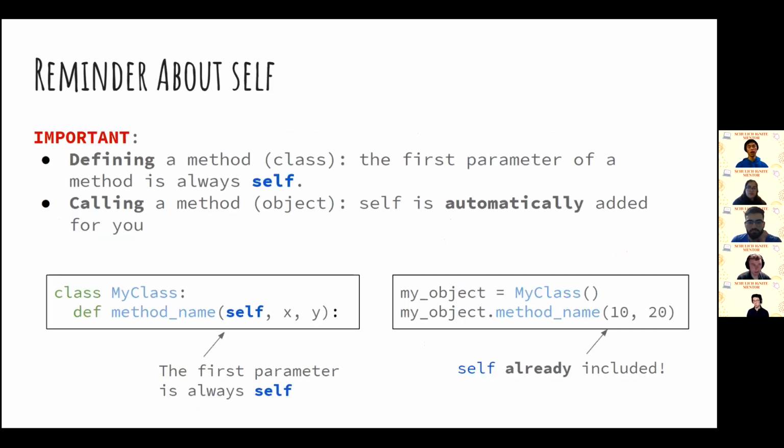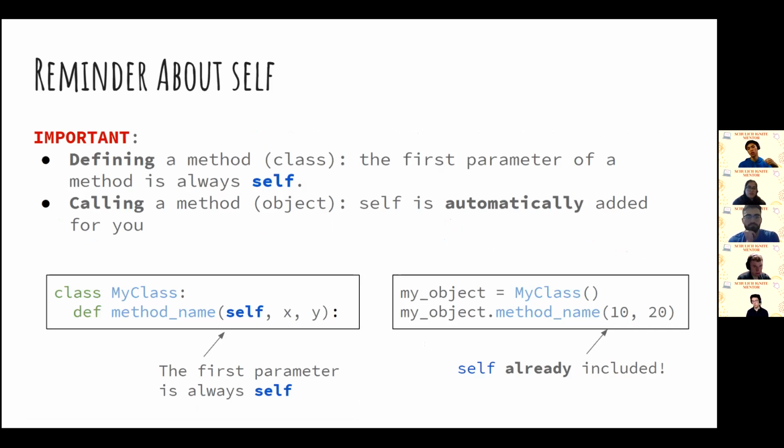So I know that some people are still confused about self, and I don't blame you. It's still one heck of a tricky thing. So the self is really referencing the object, the one that we're currently talking about. When we're in the middle of creating something with our class, that thing is the self.